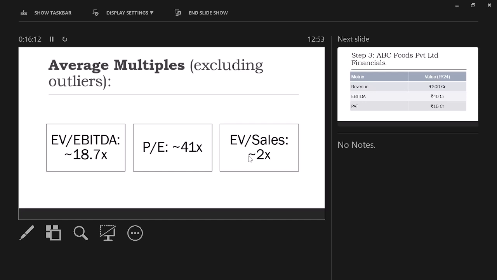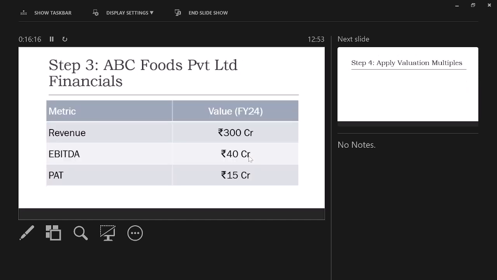Yeah. So once you have calculated the average multiple, then you look at the financials of the company which is not listed. The revenue, EBITDA and PAT of the company are given. This is the ABC company's financials. They are making a revenue of about 300 crores, EBITDA of 40 crores and PAT of 15 crores.